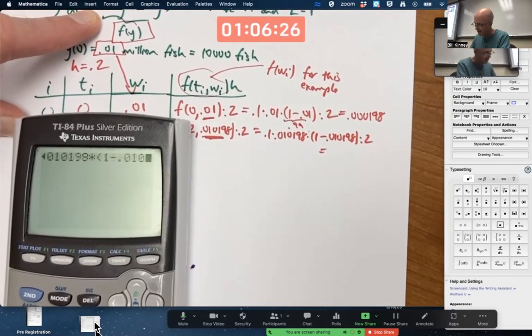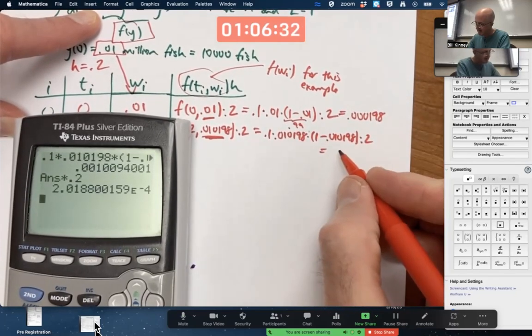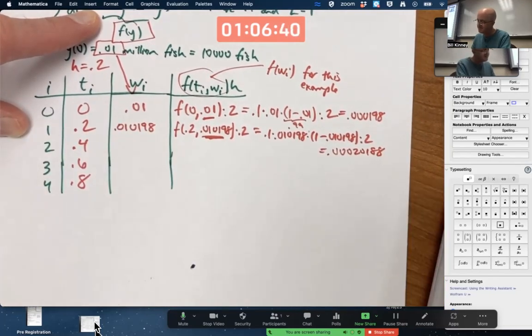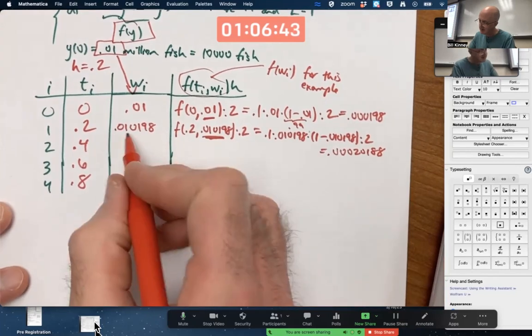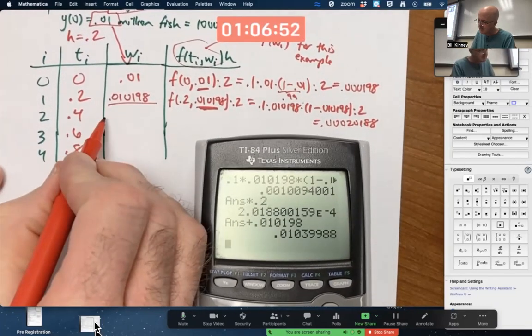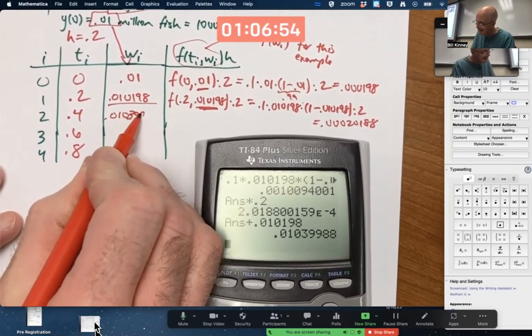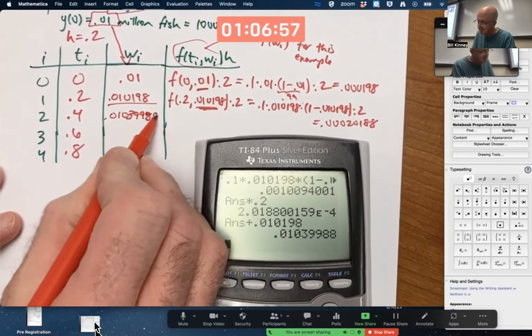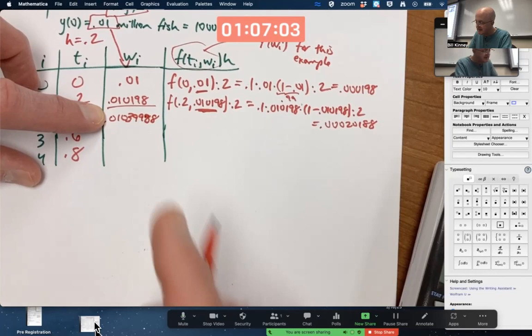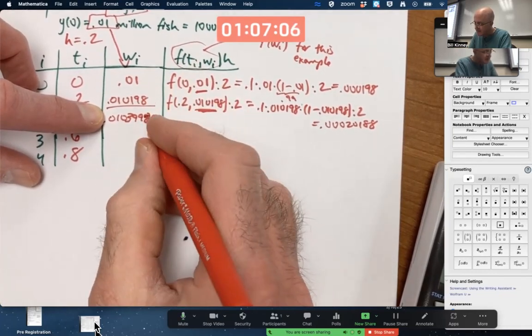I'm afraid of doing that one in my head. Okay, about 202 fish. 0.000200188. About 202 more fish. Add that to the preceding amount here, because the next value of W, 0.0103998. So we started with 10,000 fish, then went up to 10,198 fish, and then went up to approximately 10,400 fish.